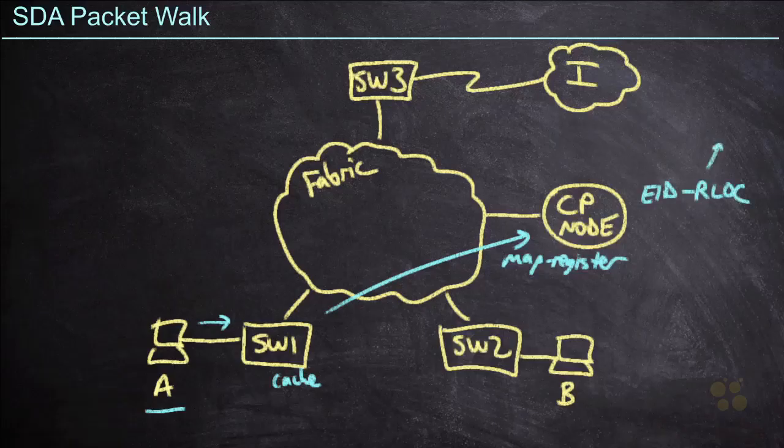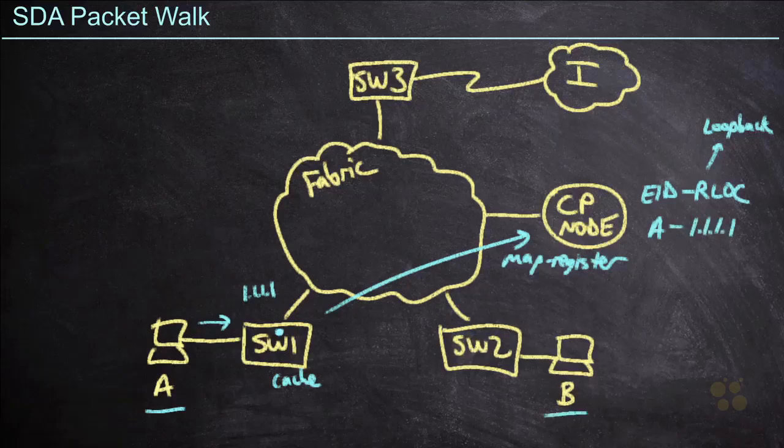Now remember that RLOCs are essentially loopback addresses on the fabric edge nodes. And so, for example, let's say switch 1 here has an IP address of 1.1.1.1. Well, now we know that endpoint A is attached to 1.1.1.1.